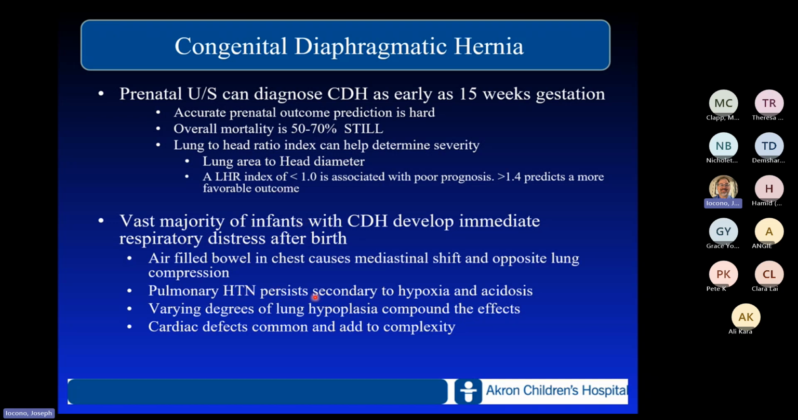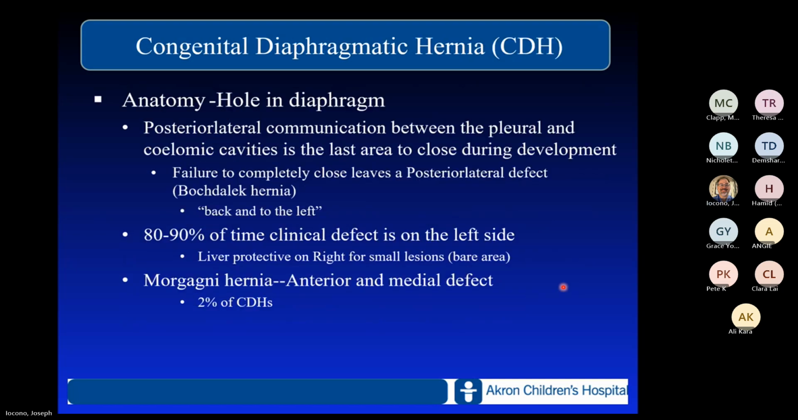So persistent pulmonary hypertension, which persists due to hypoxia and acidosis, continues to shunt through the fetal shunts that are in place, and you have to treat that before you treat the hole. The usual hole is posterolateral, between the pleural and peritoneal cavities. It's a Bochdalek hernia, back and to the left. It's 80 to 90% of the time clinically found on the left side.